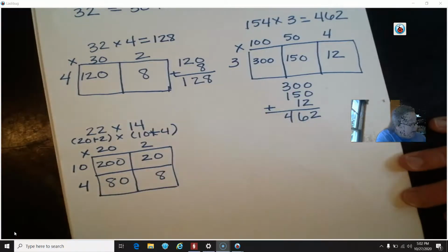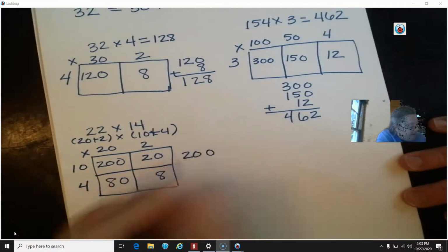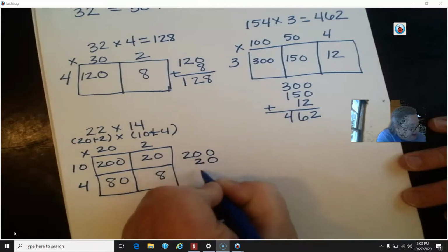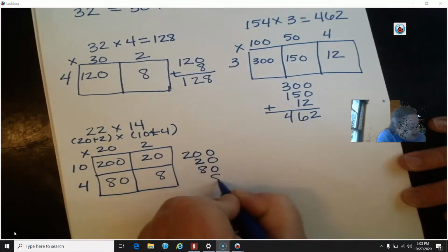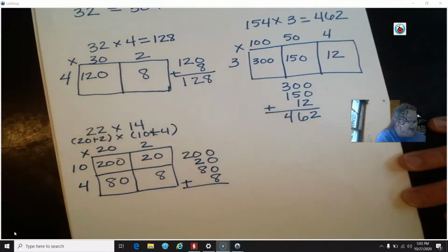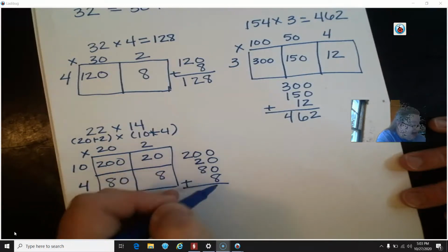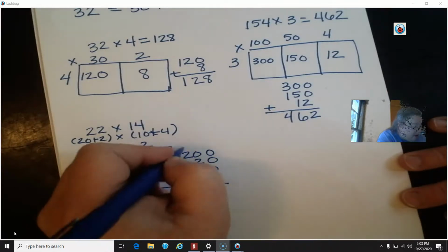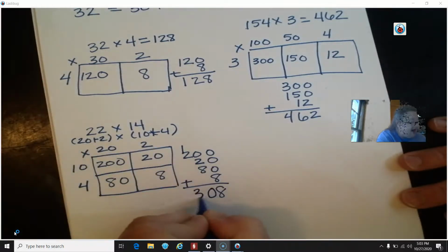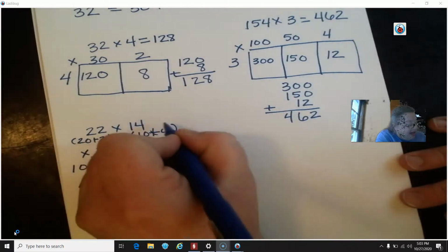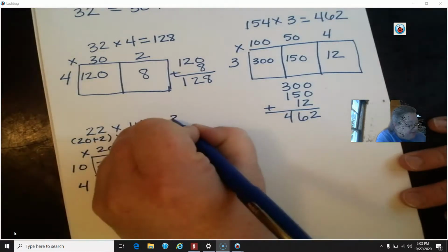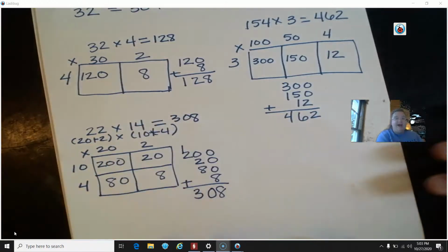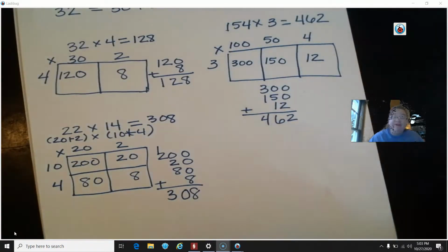So now I have 4 partial products that I'm going to, again, add up, making sure that I line up my place values in nice straight rows or columns, so that they don't get confused when they add. So 0 plus 0 plus 0 plus 8. 0 plus 2 plus 8 is 10. I carry my 1, add it onto that 2, and I have 308. So the answer to 22 times 14 is 308.